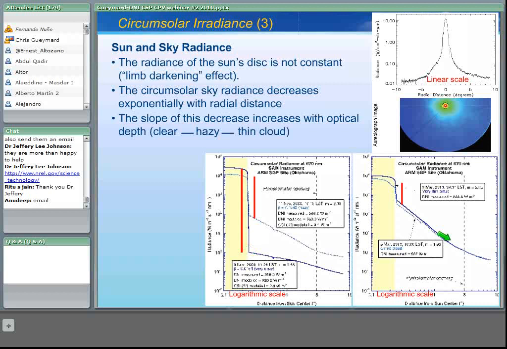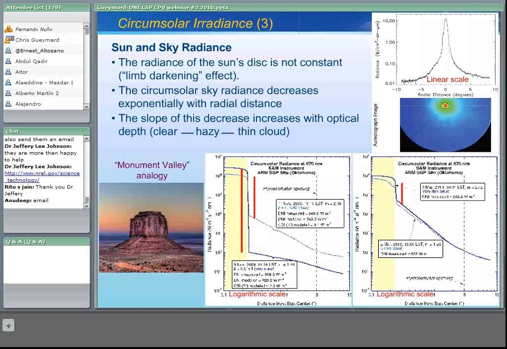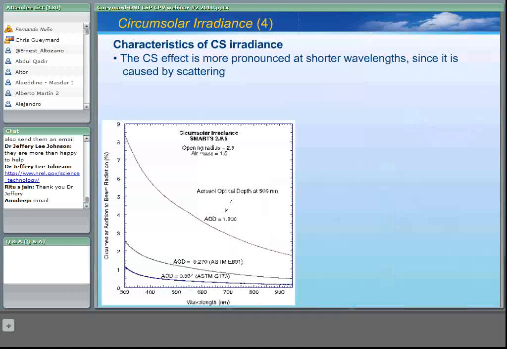An interesting analogy is with the Monument Valley here, where you have the same shape as the sun's disk and the sharp decrease in radiance, and then another part here. On a spectral basis, the circumsolar effect is more pronounced at shorter wavelengths, since this is caused by scattering, and scattering is highly wavelength dependent.